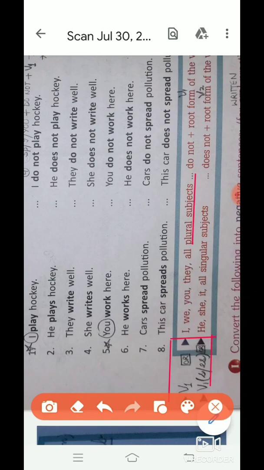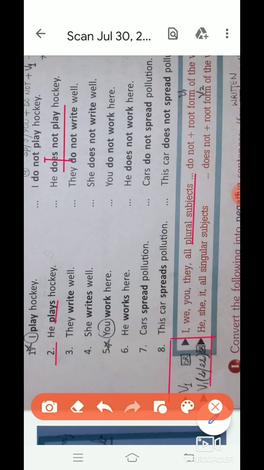Example number 2. He plays hockey. My verb is plays and he is the subject. Seeing the subject, if you remember, I have taught you in simple present tense, it needs a friend S in the verb form. That is why he plays hockey, negative will be he does not play hockey. And if you check here, does has the friend S, ES.